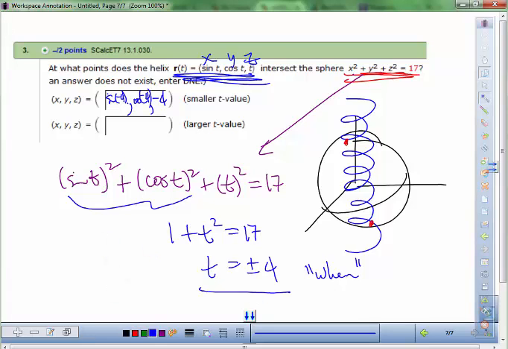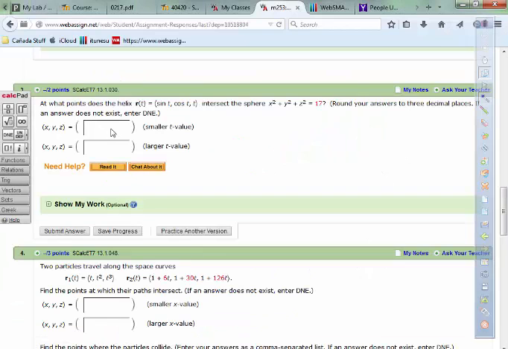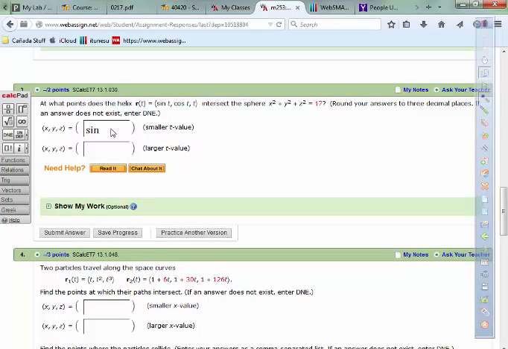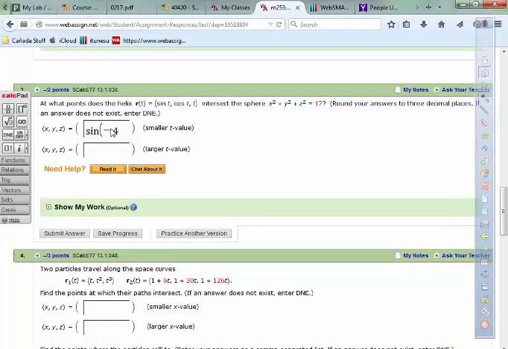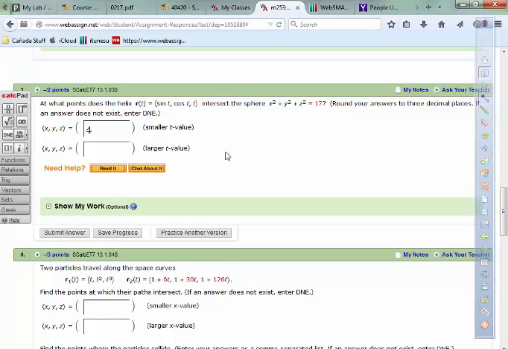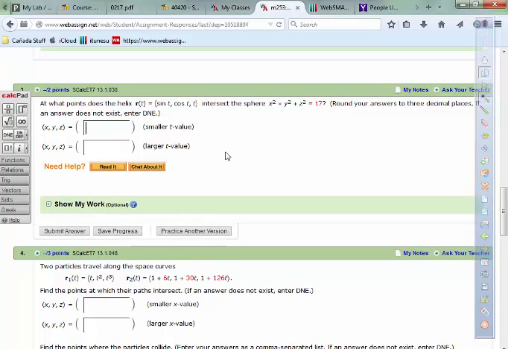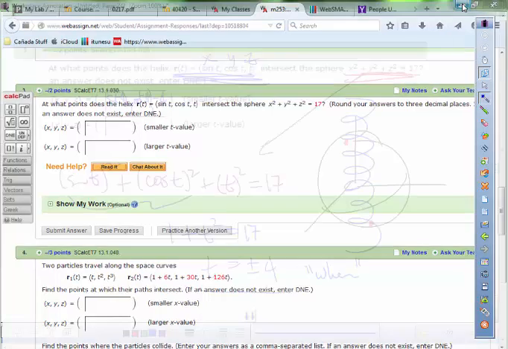We have time to check, yeah? So sine -4, they put a parentheses here. You guys figure it out then. So that's the intersection between a curve and a space surface.